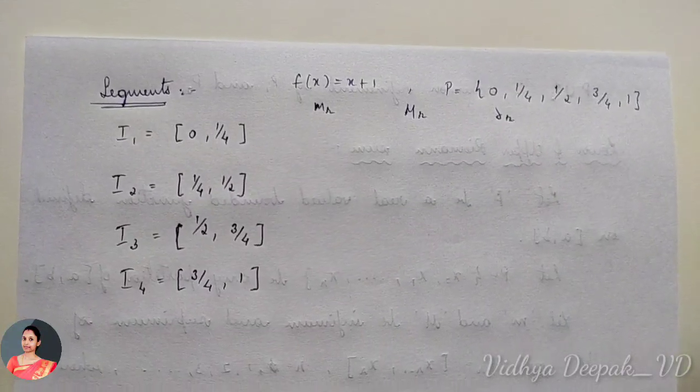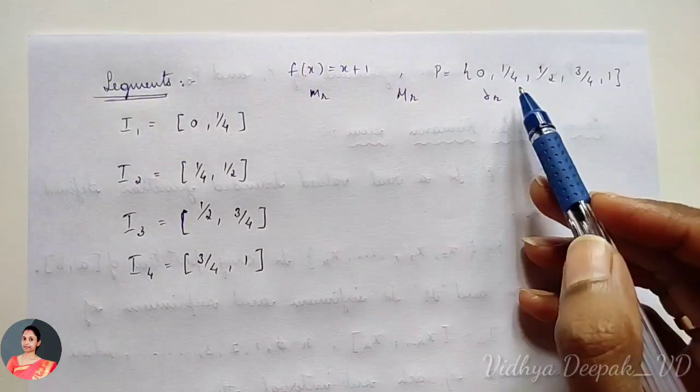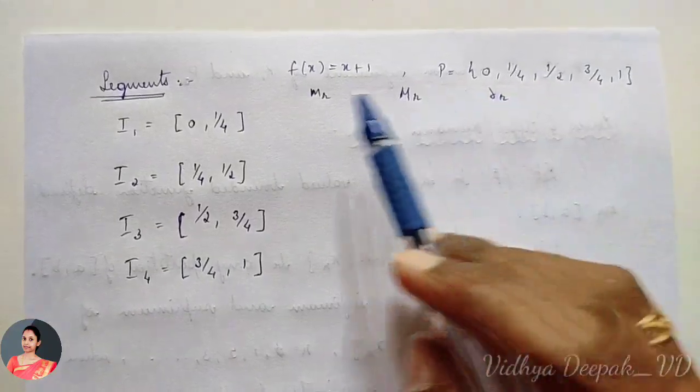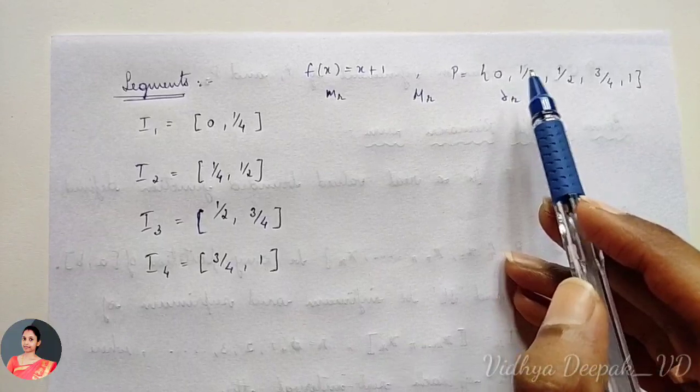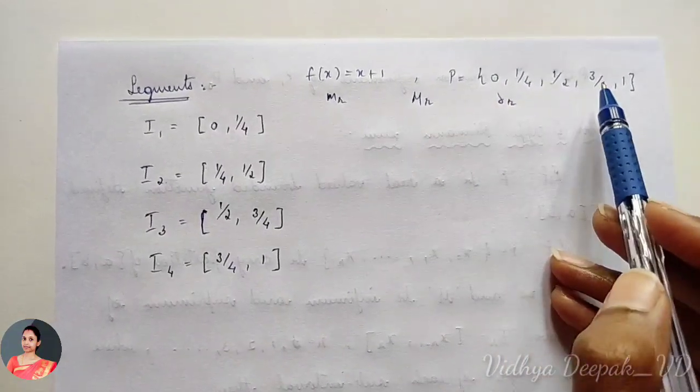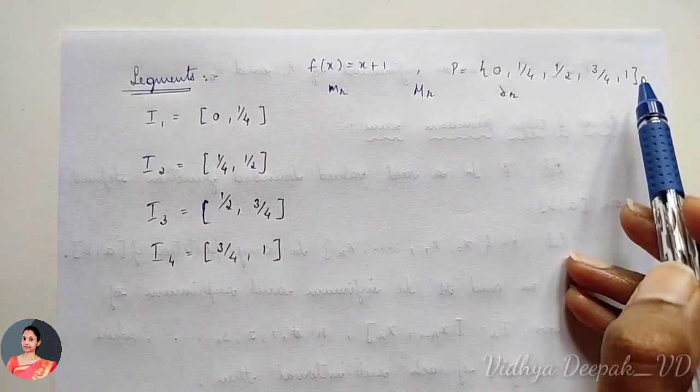So if we are having a partition 0, 1 by 4, 1 by 2, 3 by 4 and 1, the first subinterval will be 0, 1 by 4. Then 1 by 4, 1 by 2. Then 1 by 2, 3 by 4. Then 3 by 4, 1. These are all the subintervals.